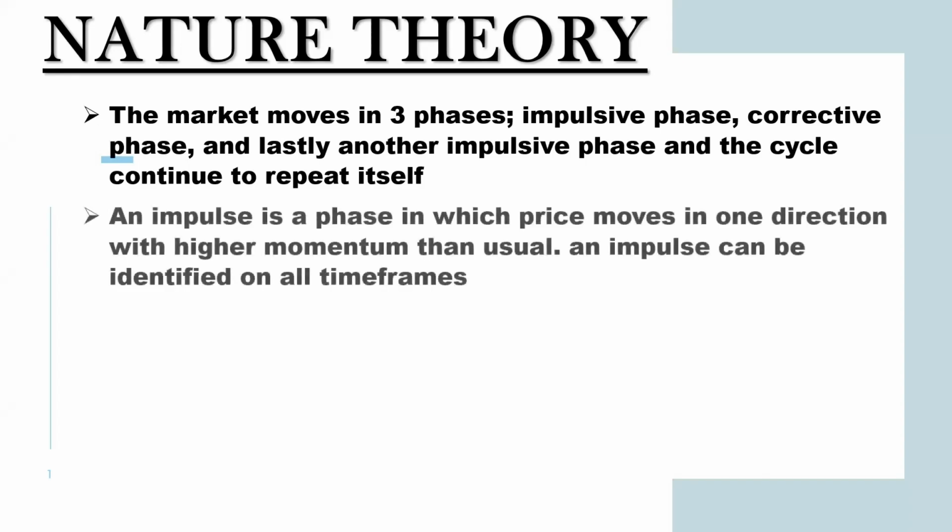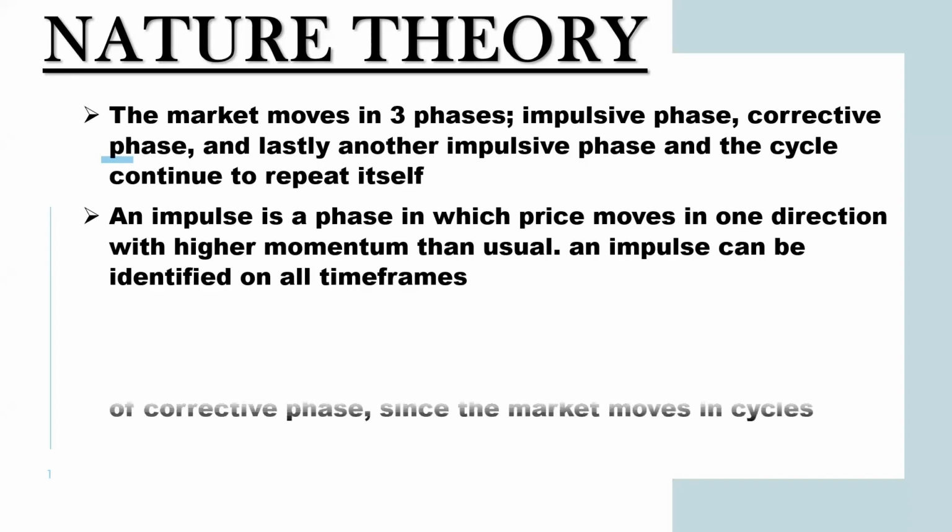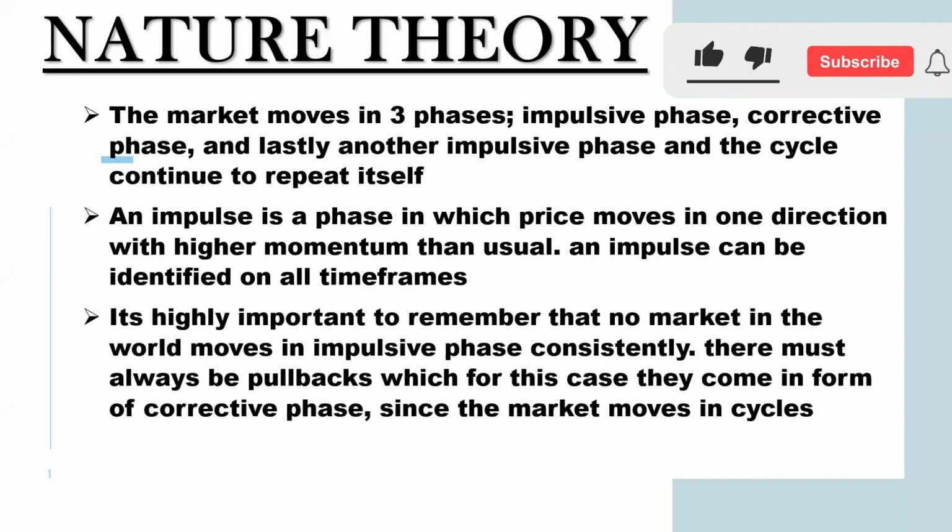repeat itself. An impulse is a phase in which price moves in one direction with higher momentum than usual. An impulse can be identified on all time frames. It's highly important to remember that no market in the world moves in impulsive phase consistently. There must always be pullbacks, which in this case come in the form of corrective phase since the market moves in cycles.